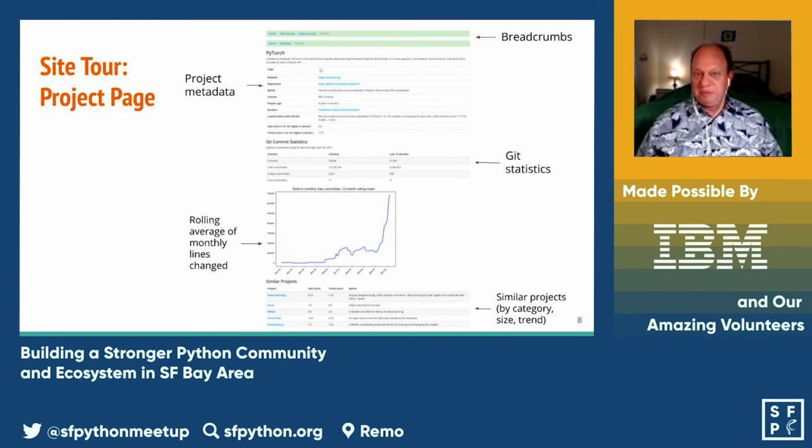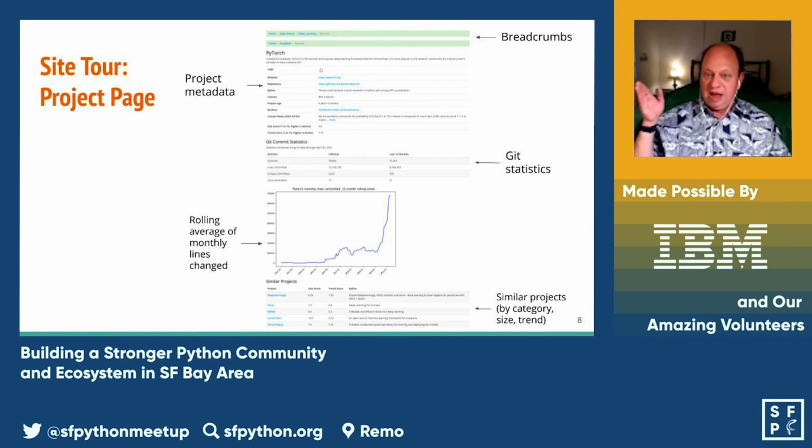This is a project page, and we have a bunch of data about the project you can look at. One of the things that took a little experimentation is coming up with this chart here. It's showing you the total lines committed over the history of the project, at the monthly level, and then we take a 12-month rolling average, which smooths out the graph a little bit. If you want to see at a glance what the trend is for the project, this gives you a sense of what that activity is.